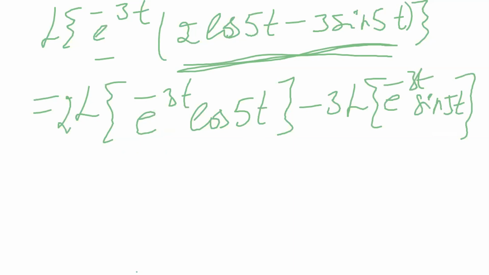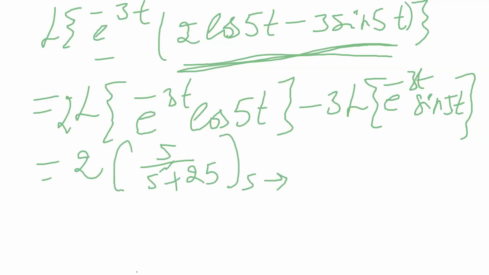In the first shifting theorem, what do we do? First we have to calculate the other function. So first set aside e power minus 3t, and find L of cos 5t. We know that L of cos 5t equals s by s square plus 5 square, that is 25. And replace s by s plus 3, since the exponential has minus 3, so the opposite sign: s becomes s plus 3.